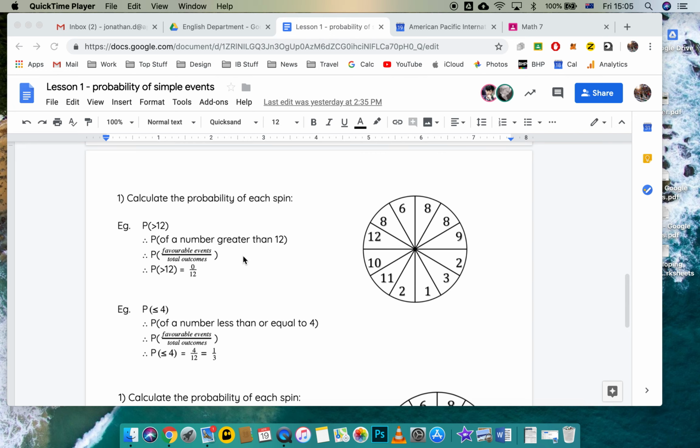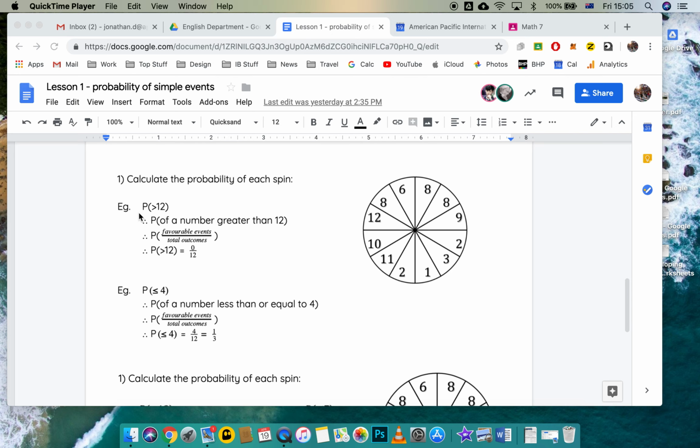Now if we look at the numbers here, and it's asking us what's the probability that the number is going to be greater than 12. If we look on the wheel here, there are no numbers that are greater than 12. So the probability would be 0, which is the favorable events, which is a number that's greater than 12. And there are 12 possible events. So the probability of the number being greater than 12 equals 0 out of 12.